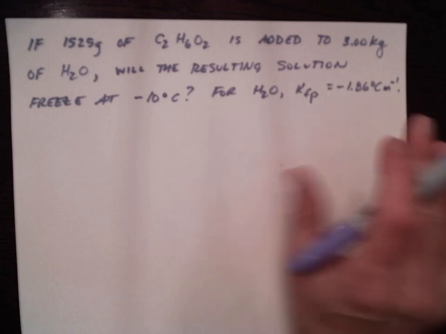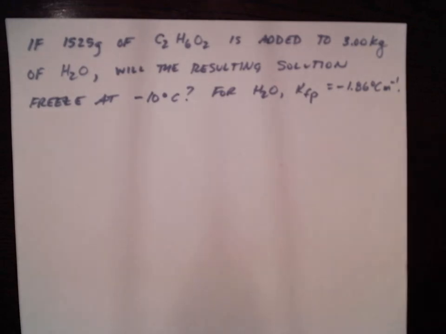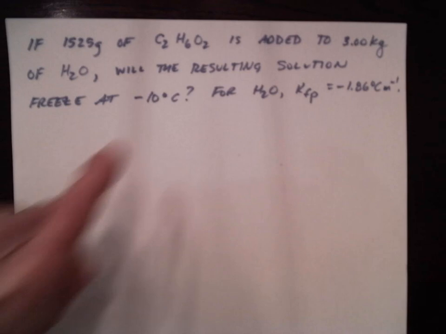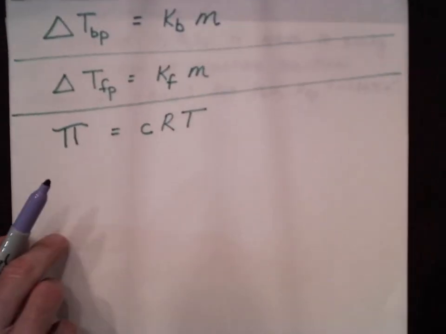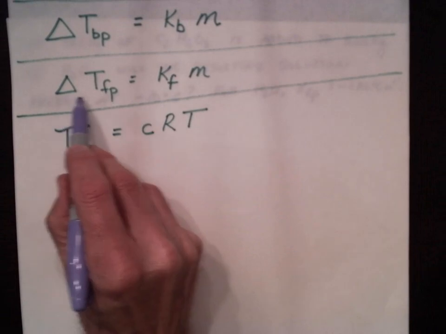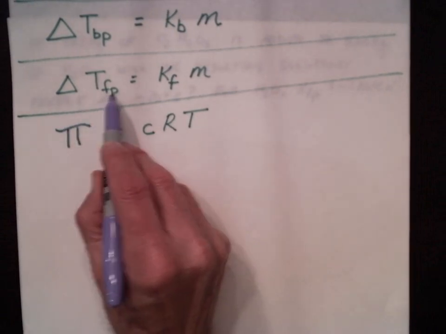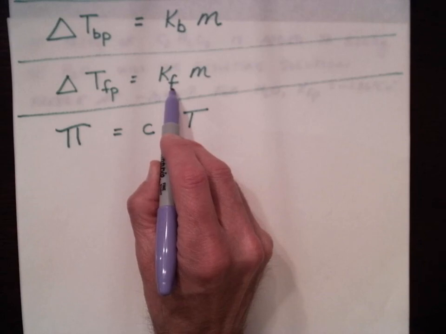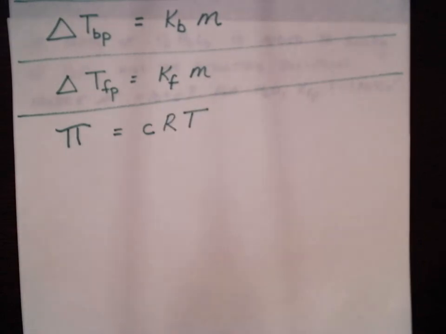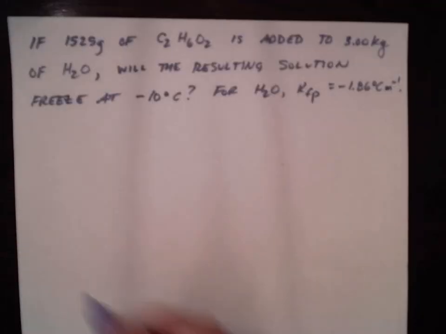What we want to do here is find how much the freezing temperature of the water is going to drop upon addition of ethylene glycol to the water. So we're going to use this equation here. The change in temperature of the freezing point of the water will be the freezing point depression constant for water times the molality of the solution. So we'll write this here.